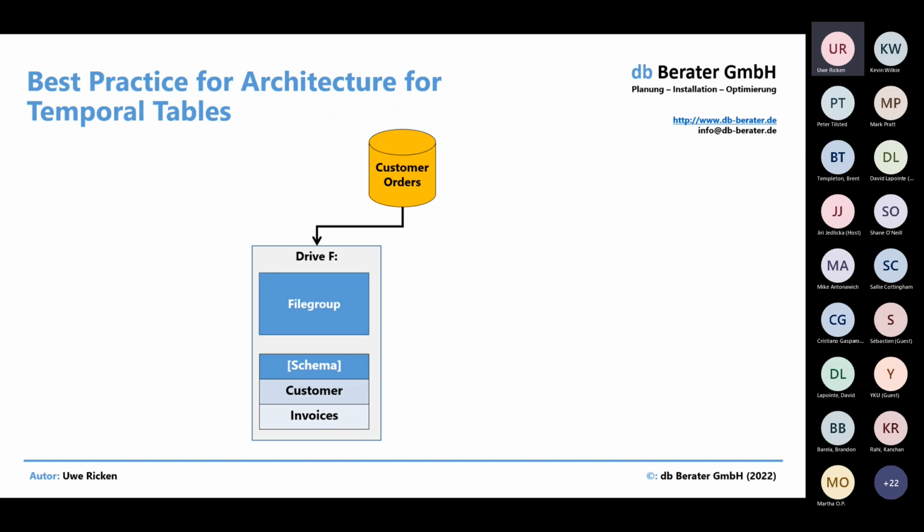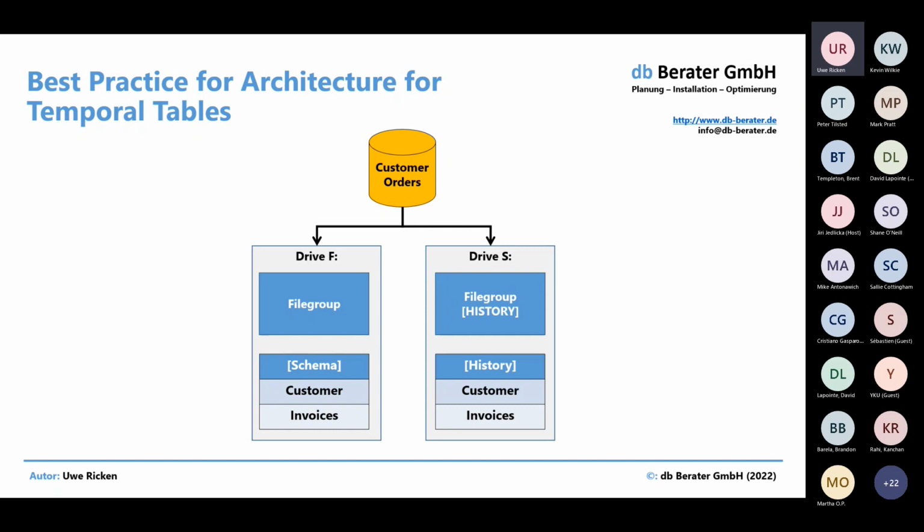So best practice for architecture of temporal tables, as I said, that depends on your requirements. What I'm doing is I'm separating the history data from the normal processing data. Normally with the database, I have a separate drive and a file group where I have my productive tables in. And then I will have another file group for history and my schema history, and the customer data or the invoices data are located on this other file group. So I separate my normal data from my history data.